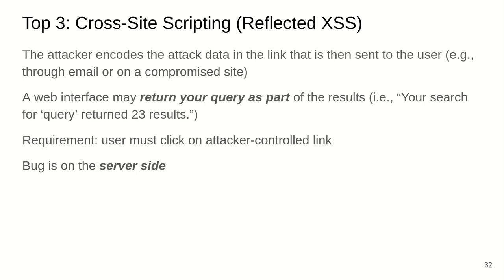So the domain looks legit, but as part of the link, the attacker injects some kind of JavaScript that is then reflected back to the client. So a web interface may return your query as part of the result. For example, your search for query returned 23 results. One of the requirements here is that the user must actually click on the attacker-controlled link, because the link encodes the JavaScript. But the bug is still on the server side, where the input is not filtered correctly.